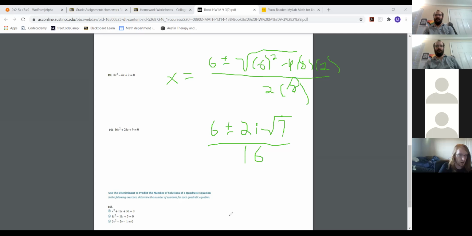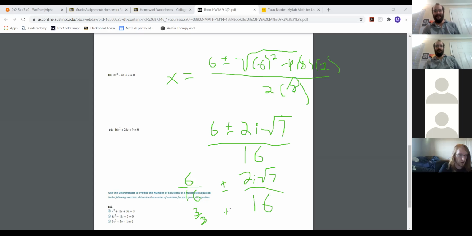So is that the final answer? There's a thing we can simplify a little bit. So the first thing is x equals 6 over 16 plus or minus, and then that thing over 16, 2i root 7. So this we can divide by what? 2 and get 3/8. I think 3/8 is simplified. I think that's it. 3/8.